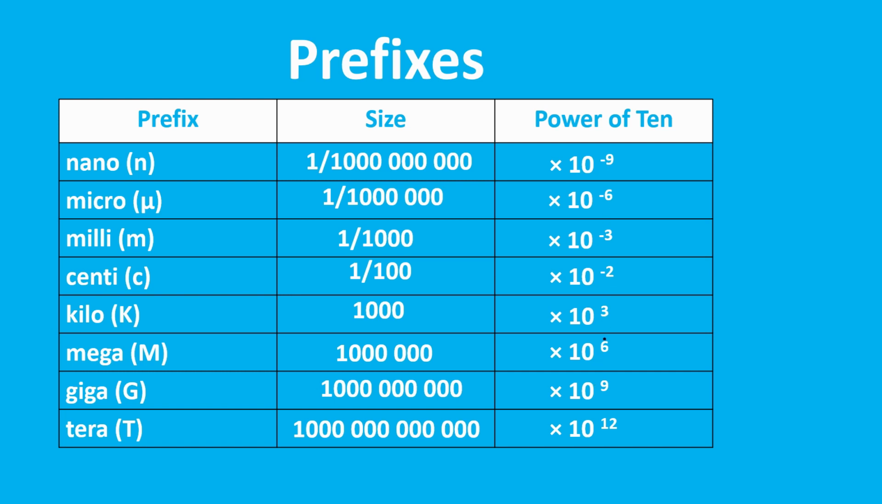So I've written it here as powers of 10 as well. That's another way you can write it. Mega is a million times bigger. Giga is a billion times bigger, and tera is 1,000 billion times bigger. So here are all your prefixes and what they tell you. Okay, so now let's have a look at some examples.